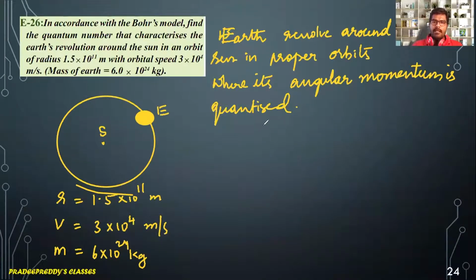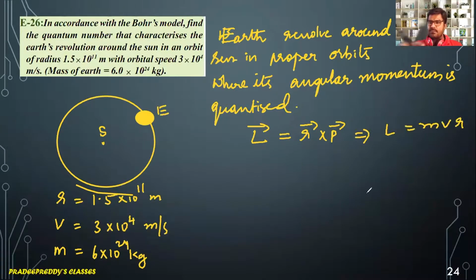We know that angular momentum L bar is equal to r bar cross p bar. If I just take magnitude of this, I can write L is equal to mvr. This is from classical theory. Angular momentum L is equal to r cross p. In rotational motion, you will learn that. This is from classical part.